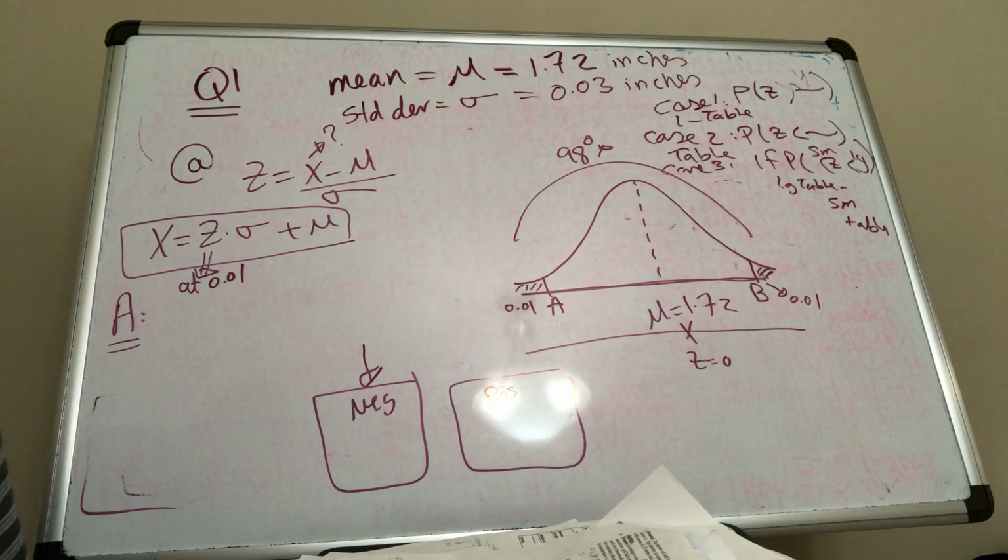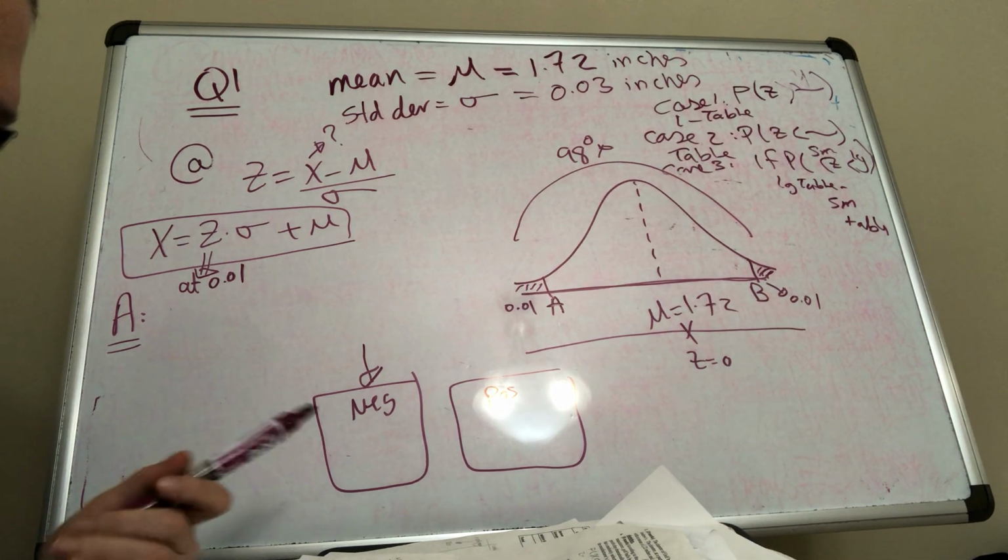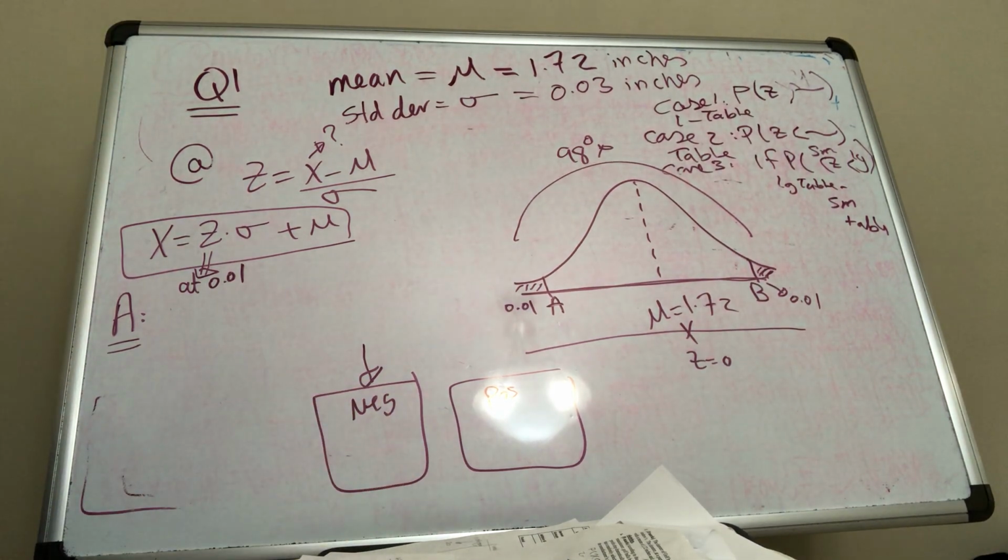So you go to the z table. I'll send you the one I use. You can use the one from the course. It's the same. So you go to the table and you look inside for the closest possible to 0.1.